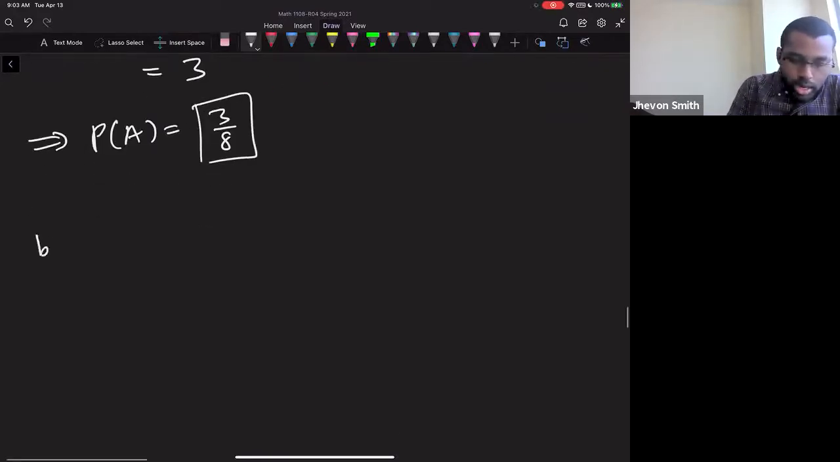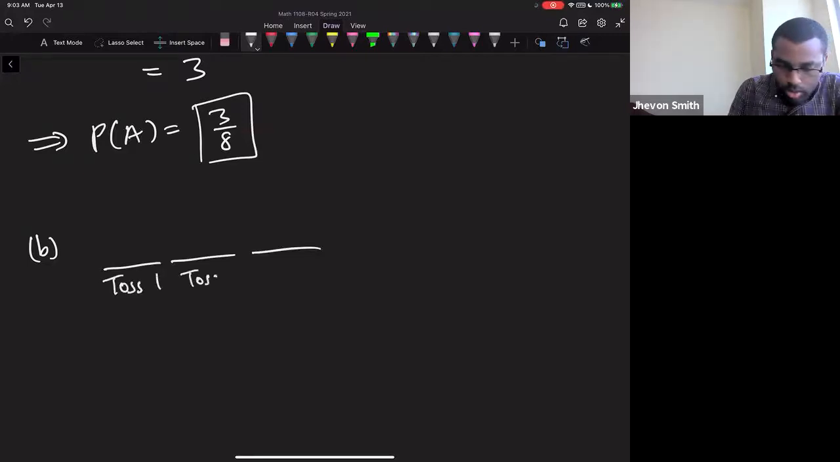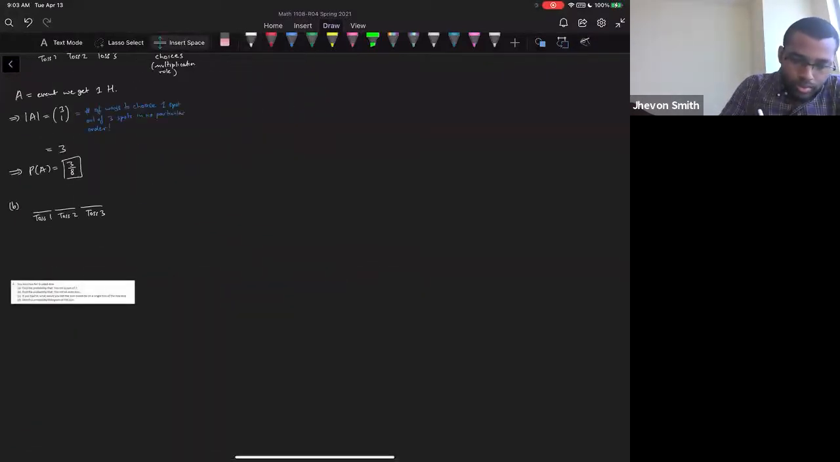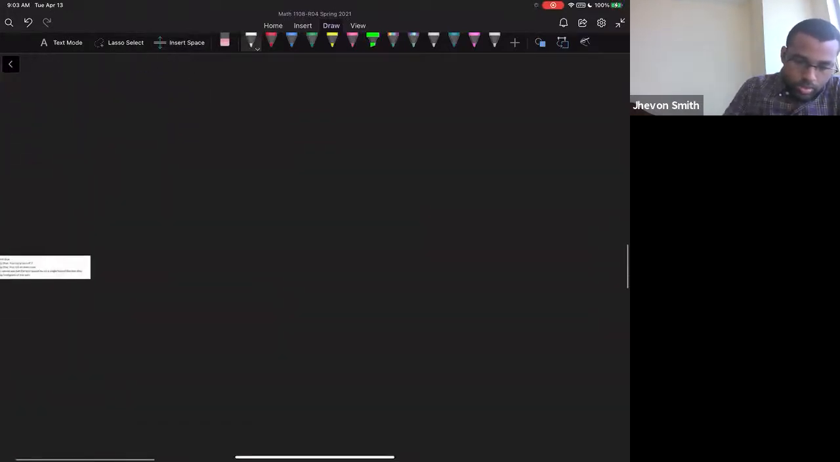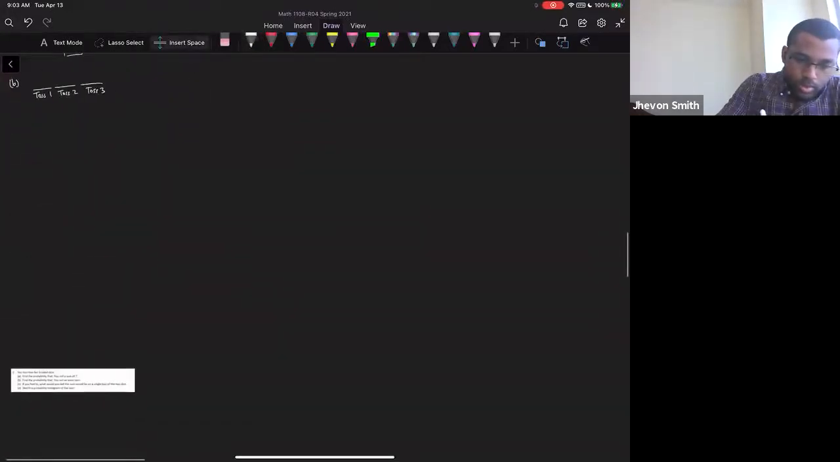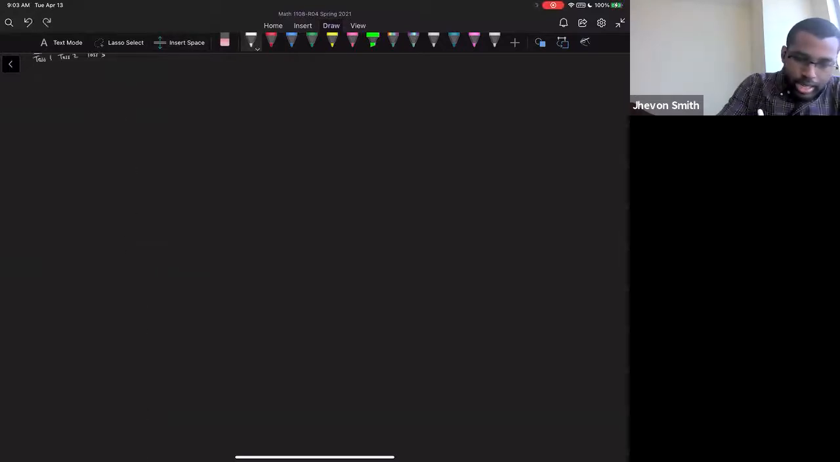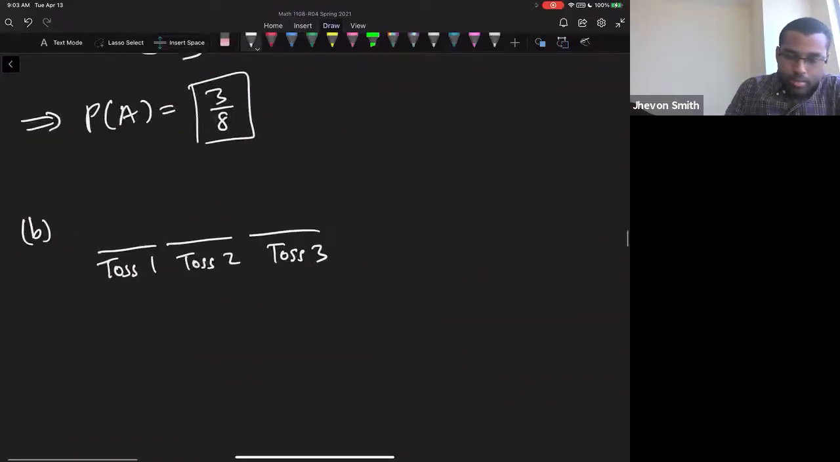If you move on to B, so you have slot 1, slot 2, slot 3: toss 1, toss 2, toss 3. And let me create some more space here. Yeah, we're showing a lot of methods on the first one. I feel like this was the example that we showed a lot of stuff on last time as well. It's a nice example to illustrate a lot of techniques.